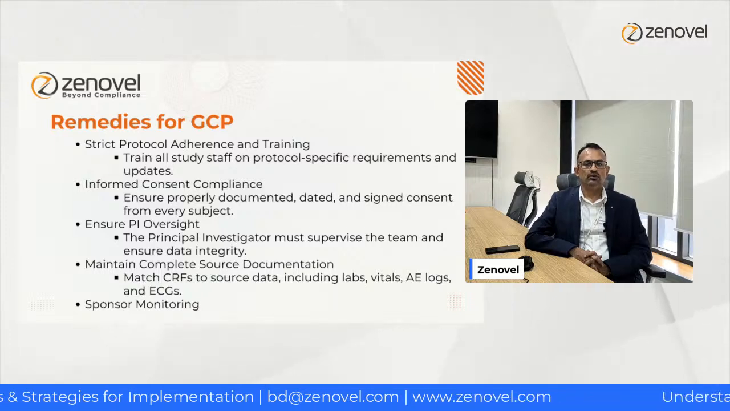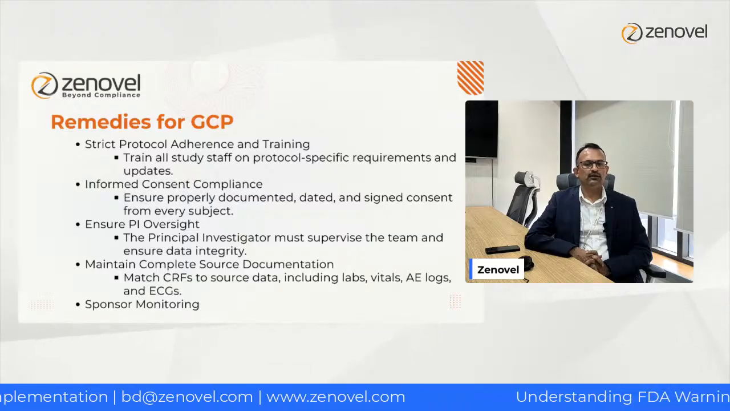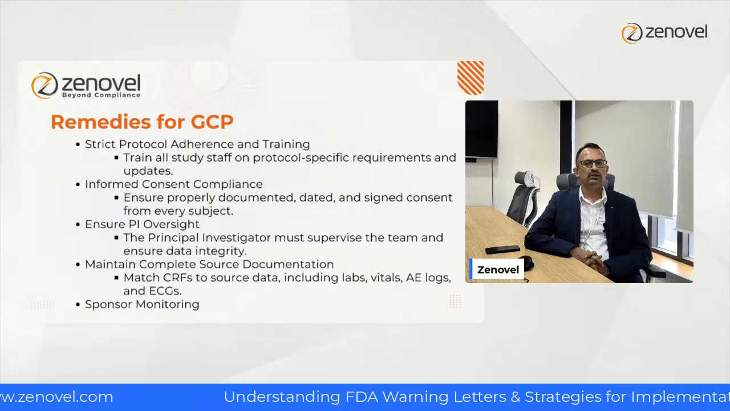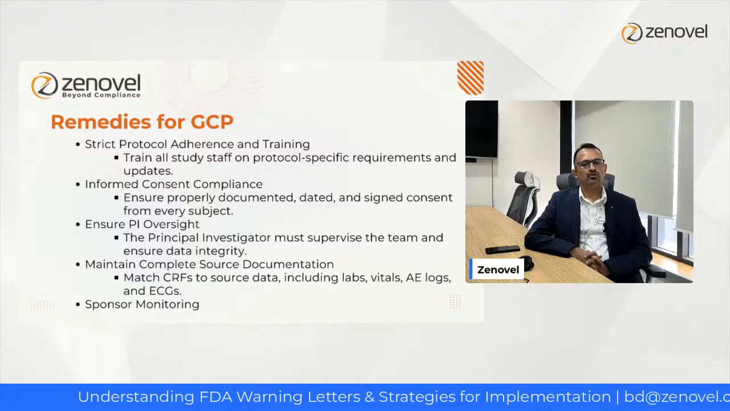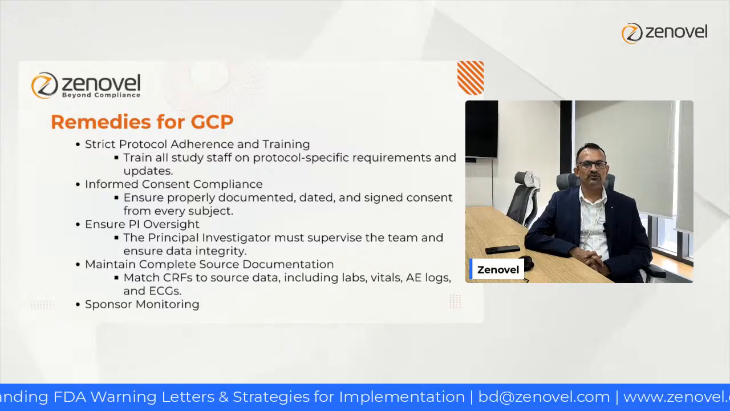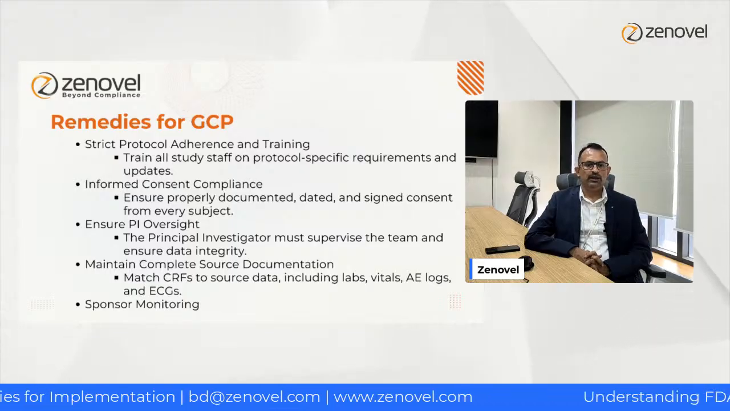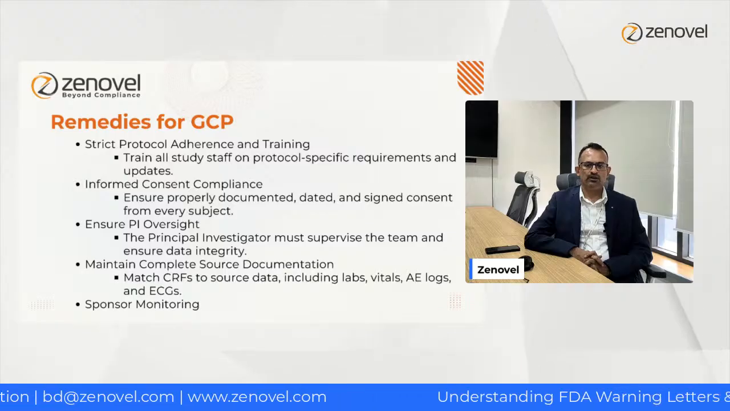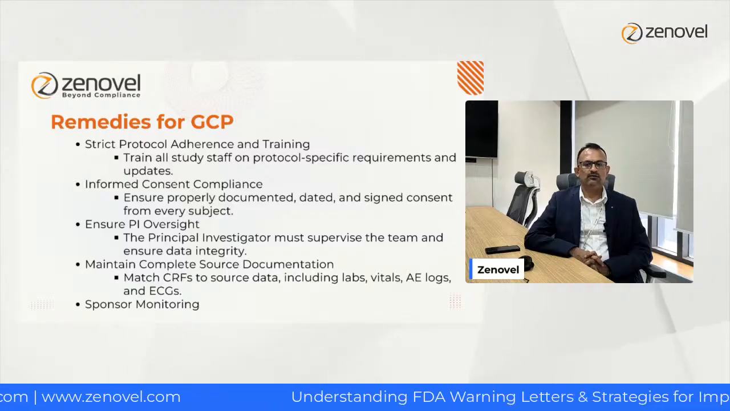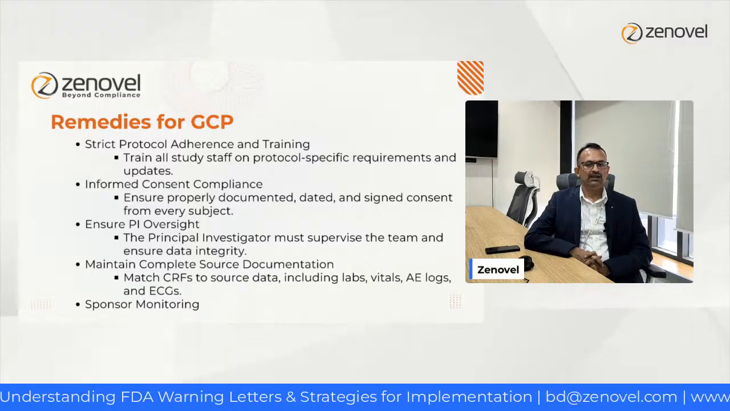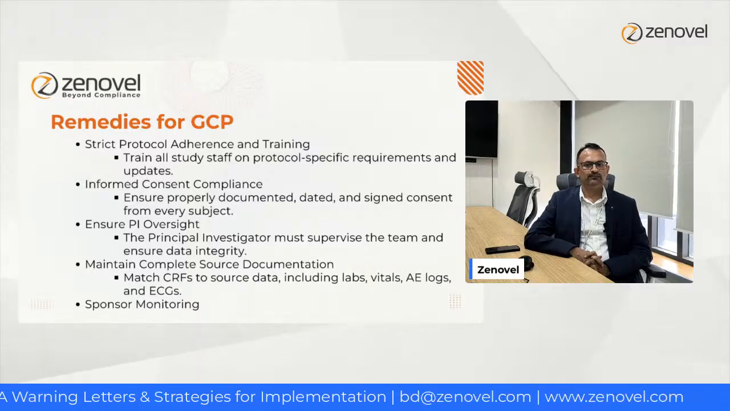Then we have to ensure PI oversight. The principal investigator must supervise the team, ensure data integrity, and continuously monitor the trial for each and every step. Maintain complete source documentation. Match the CRF to the source data, including the lab results, vitals, AE logs, and ECGs.